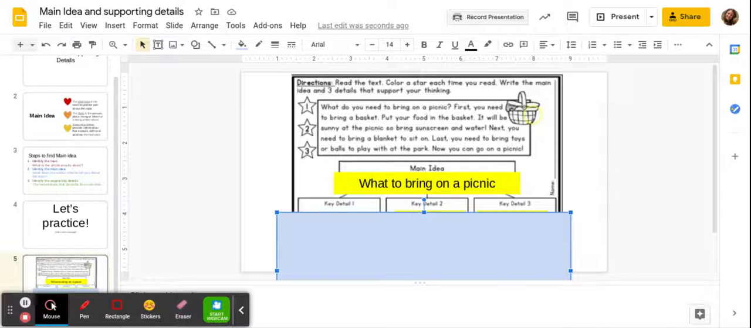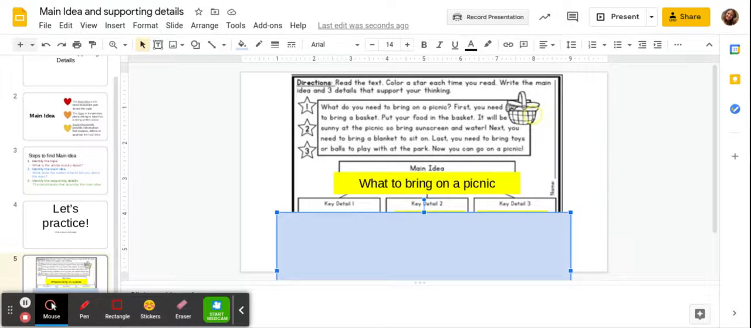So remember, those supporting details are telling you what is supporting that main idea. So the main idea here is what to bring on a picnic. What are some of the details in the passage that tell you what to bring on a picnic? Go ahead and pause the video and write in 3 details on your paper. And then you can compare your answers to Miss Farmer's. I'm going to go ahead and move on. Remember, you pause the video now so you can complete this.